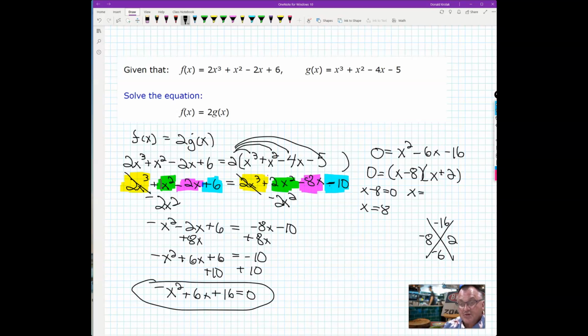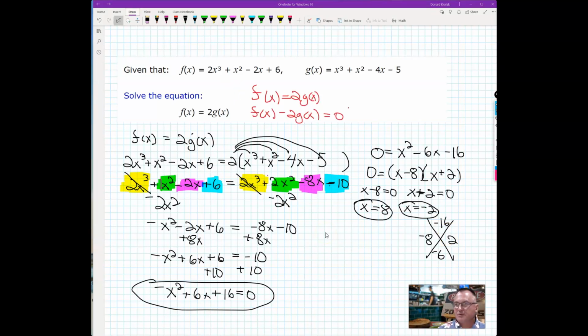So that's the two places where these graphs have in common. If we graph these two things, we'd see that they intersect at these x-coordinates. So I'll set that up in Desmos and I'll show that to you.